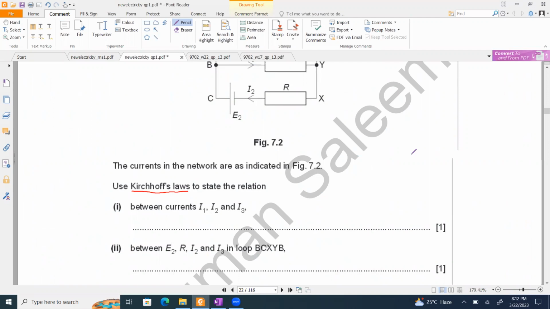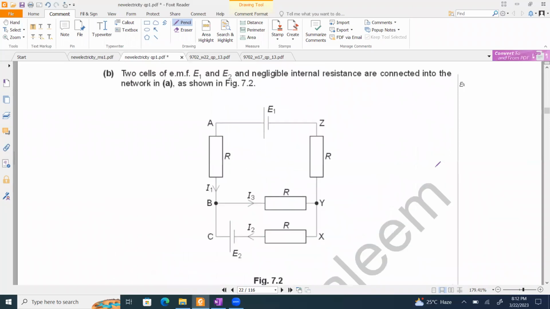Anyway, for the first part, because we are supposed to talk about the currents, the first law must be used here. In order to use the first law, it is very simple to first select one of the junctions in the circuit. I find two junctions in the circuit, B and Y, and we can select any one of them. Which one would you like to select? B. Okay, we selected B.